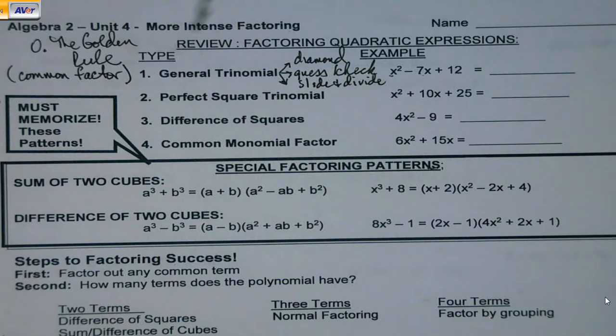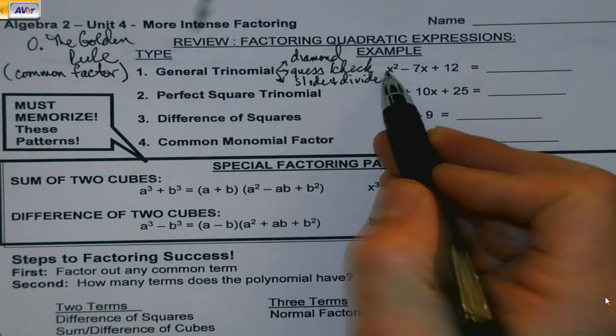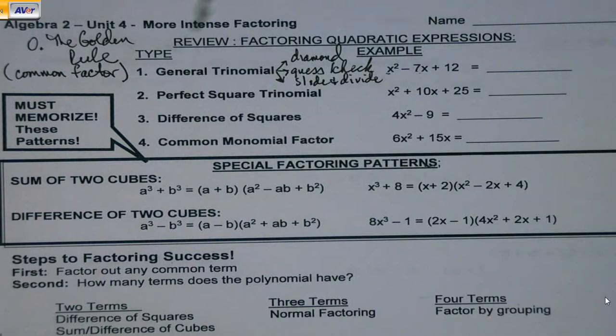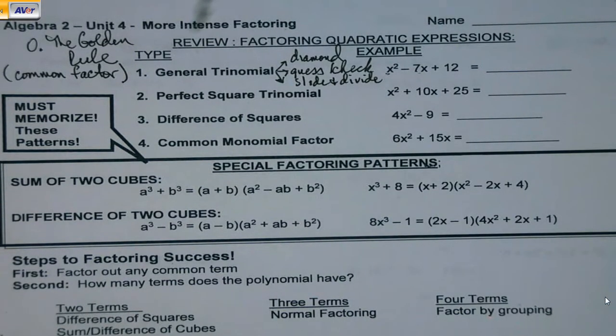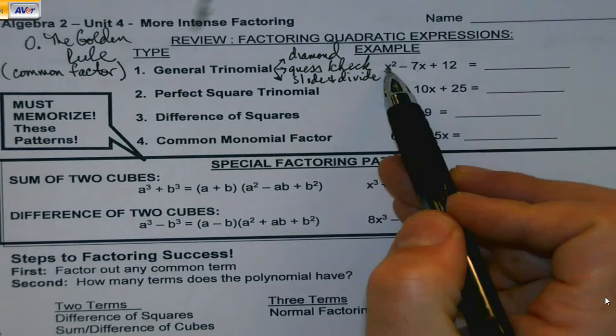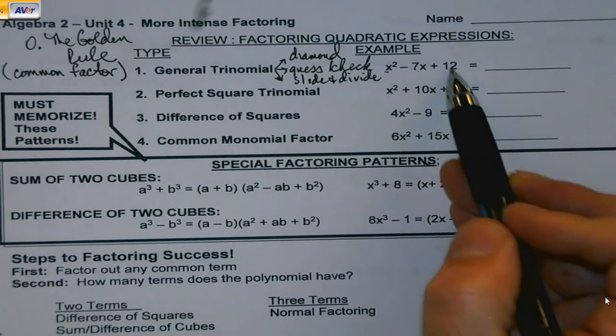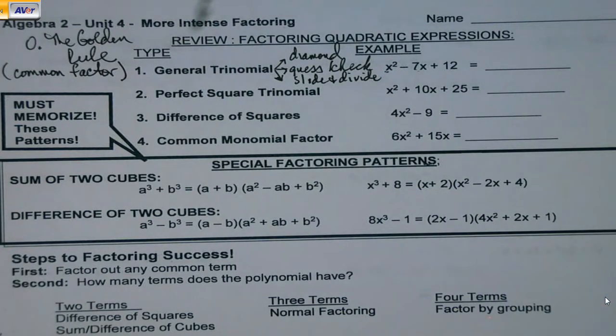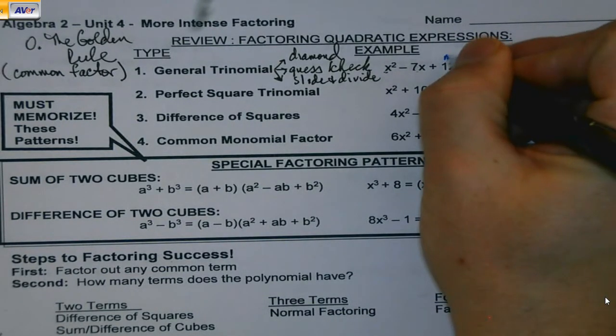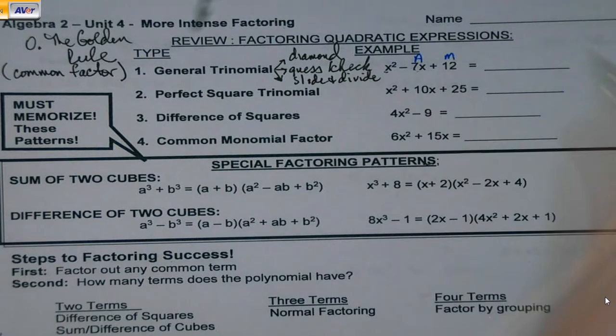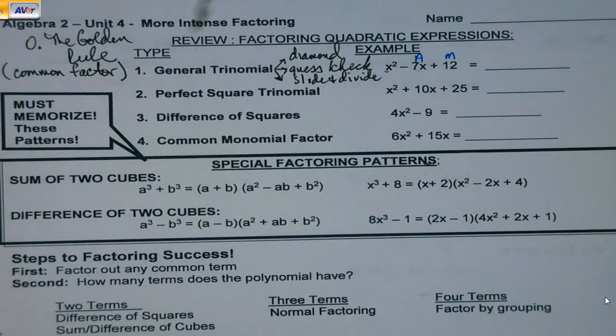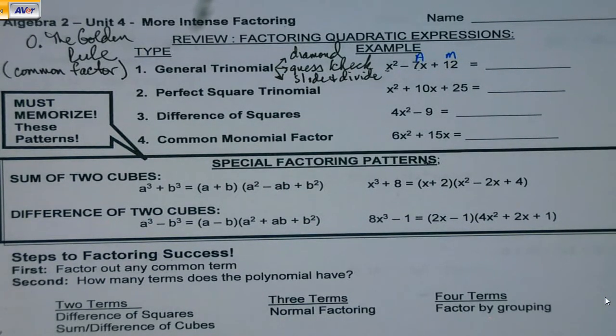So for our first one here, though, I notice first that not all 3 of my terms have something in common. For me to be able to pull something out, they all have to have the same thing. So it's not like I can take x's out of the first 2, because there's no x in the last one. So in a case like this, I'm looking for 2 numbers that multiply to get the number on the end, and add to get the number in the middle.